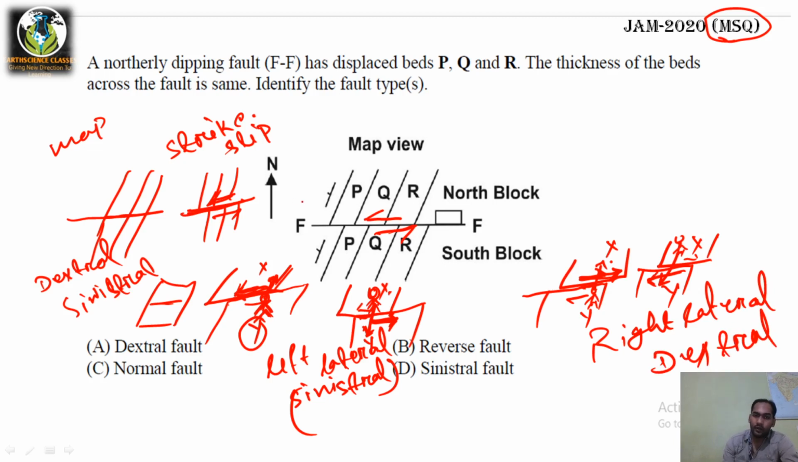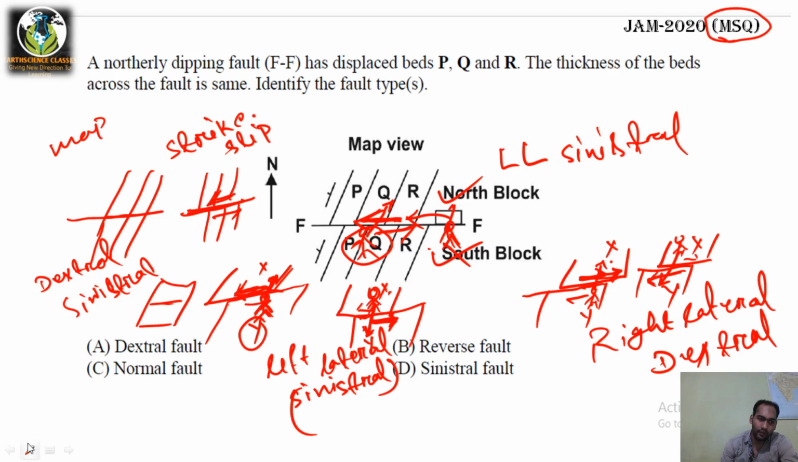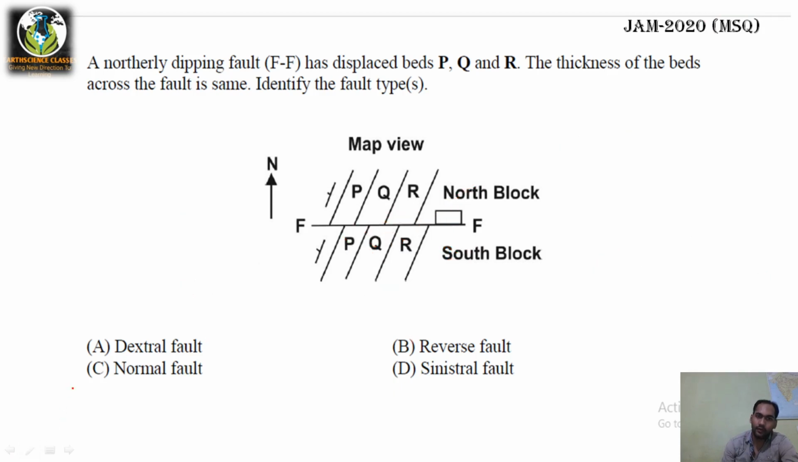From this diagram you can see, if I stand here and look at the opposite block, it is moving left of me. I am standing at the south block, so I am not going to see the south block, I'll look at the north block and I'll see that it is moving left of me, so it is left lateral or sinistral. Let me erase everything. So the first thing is that it is sinistral.